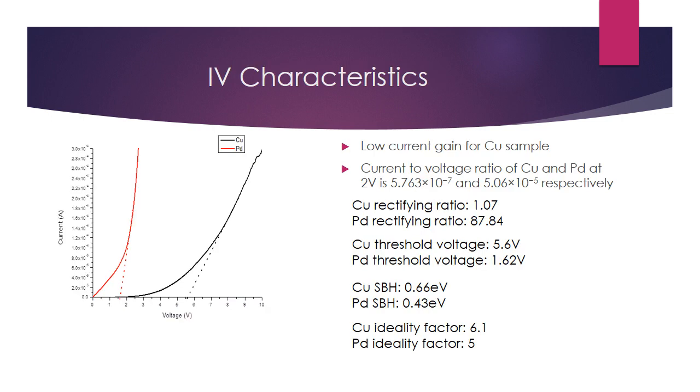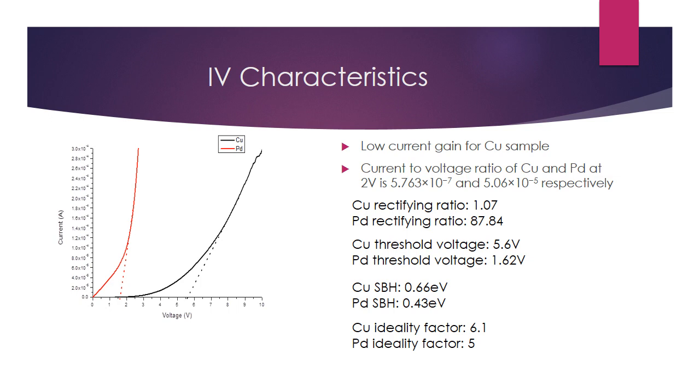So here is the IV characteristic of the two samples, which are the copper and palladium Schottky diodes. Based on the graph on the left, we can see that the current gain for the copper sample is lower than the palladium sample. If we set the reference point at 2 volts, the current to voltage ratio of copper and palladium is 5.763 times 10 to the negative 7 and 5.06 times 10 to the power negative 5 respectively.